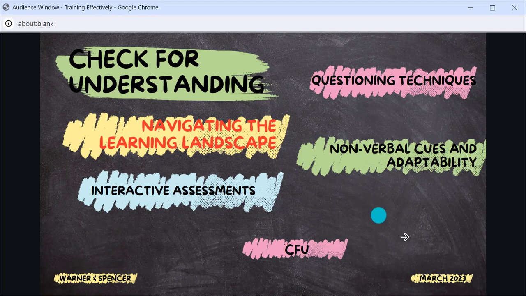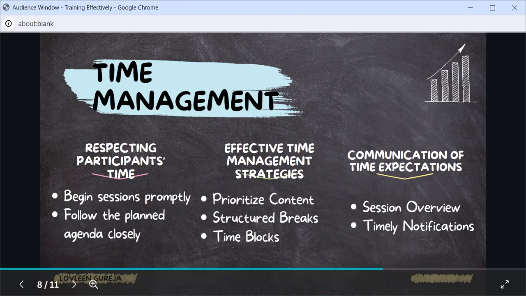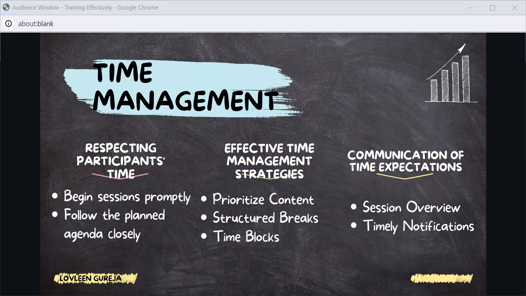Right? Great. Now, time management. Is time management really important? Yes, it is. Not only is it important for the trainer, it is equally important for the learners also, isn't it? So time is of essence, especially in training sessions. We need to respect the participants' time. We need to implement effective time management strategies, and therefore, time management is essential for ensuring a smooth and productive learning experience.